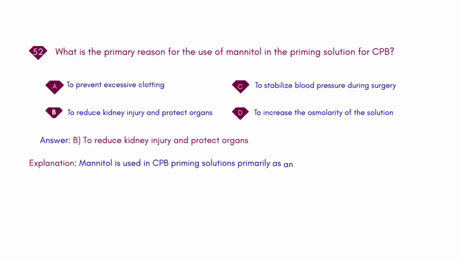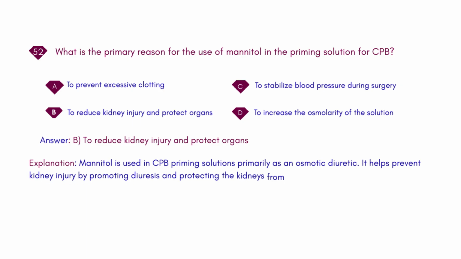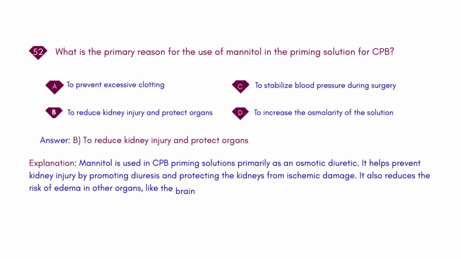Explanation: mannitol is used in CPB priming solutions primarily as an osmotic diuretic. It helps prevent kidney injury by promoting diuresis and protecting the kidneys from ischemic damage. It also reduces the risk of edema in other organs, like the brain and lungs, by drawing excess water into the blood vessels.